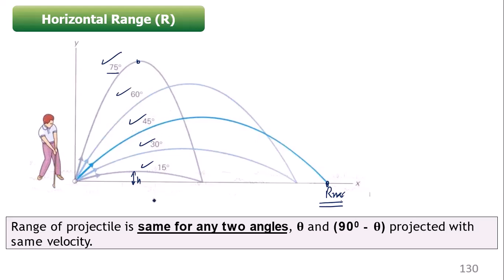So the range of a projectile is the same for any two angles which are complementary to each other, and they must be projected with the same velocity. If I project one particle with, let us say, 10 meter per second and another particle with 20 meter per second, then I cannot say both will reach the same point. So you have to compare two particles that reach the ground at the same point, which means both particles are projected with the same speed.